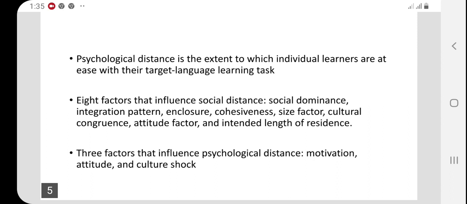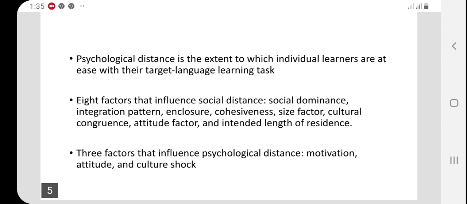And there is a social distance and there is a psychological distance. Social distance is between the two groups of language speakers, and psychological distance is how easy or difficult it is for a learner to learn a second language. So when there is less psychological distance, the learners start learning the target or the second language with more ease or with more convenience.